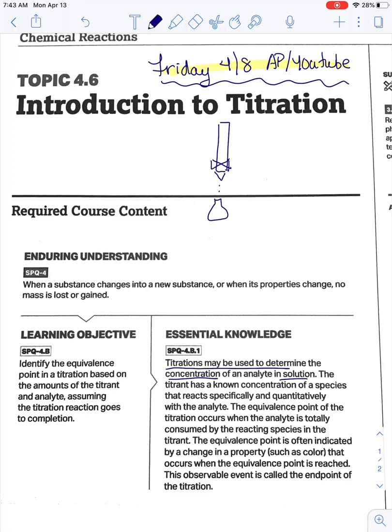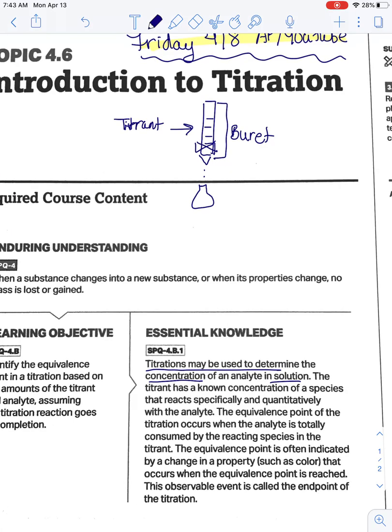So let me just explain titration. This right here is a very bad picture, but it's supposed to be a burette. So it's that long skinny tube with a valve at the bottom. The burette holds the titrant, so essentially what you're going to be titrating. And the burette is graduated, right? So you know exactly the volume that you're going to be dropping into your flask.